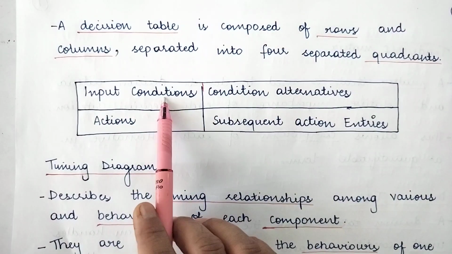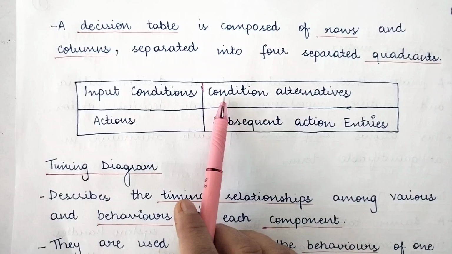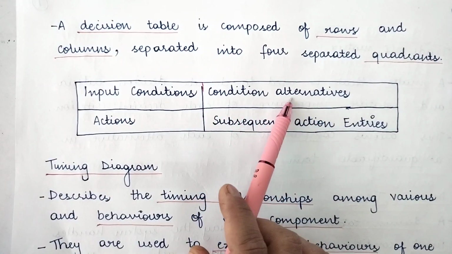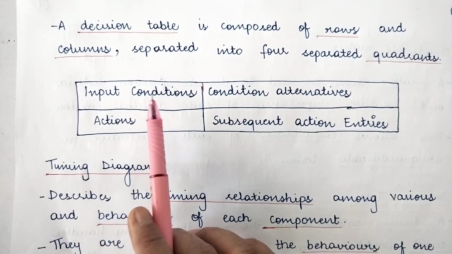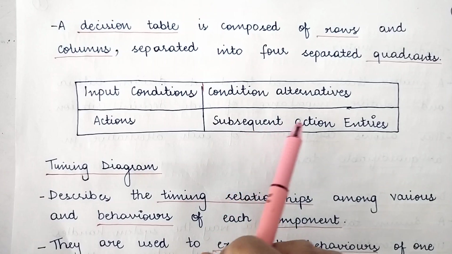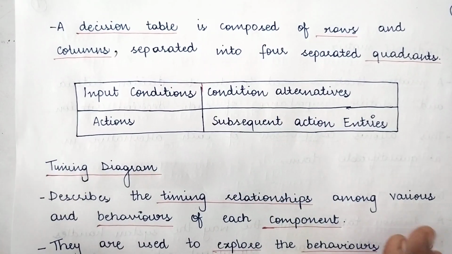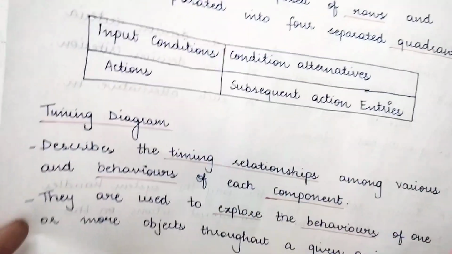In one quadrant you show all the possible input conditions. In the second quadrant you show the condition alternatives. Then you show the actions that are taken on the input conditions, and based on those actions, the subsequent action entries or events. This is all shown using the decision table, this kind of 4 quadrant table.